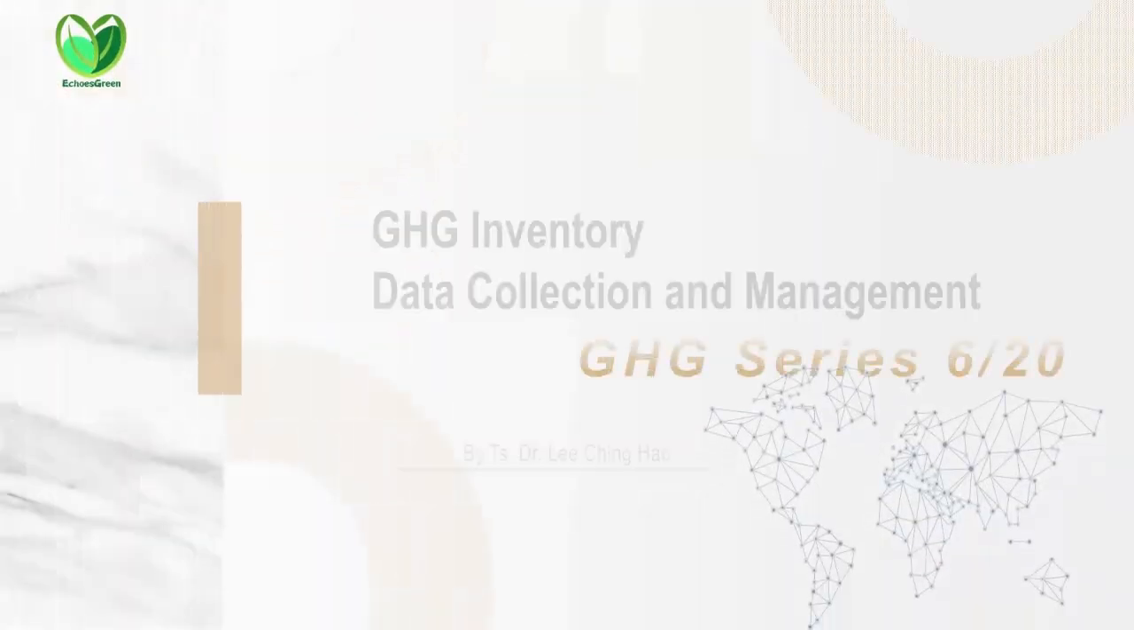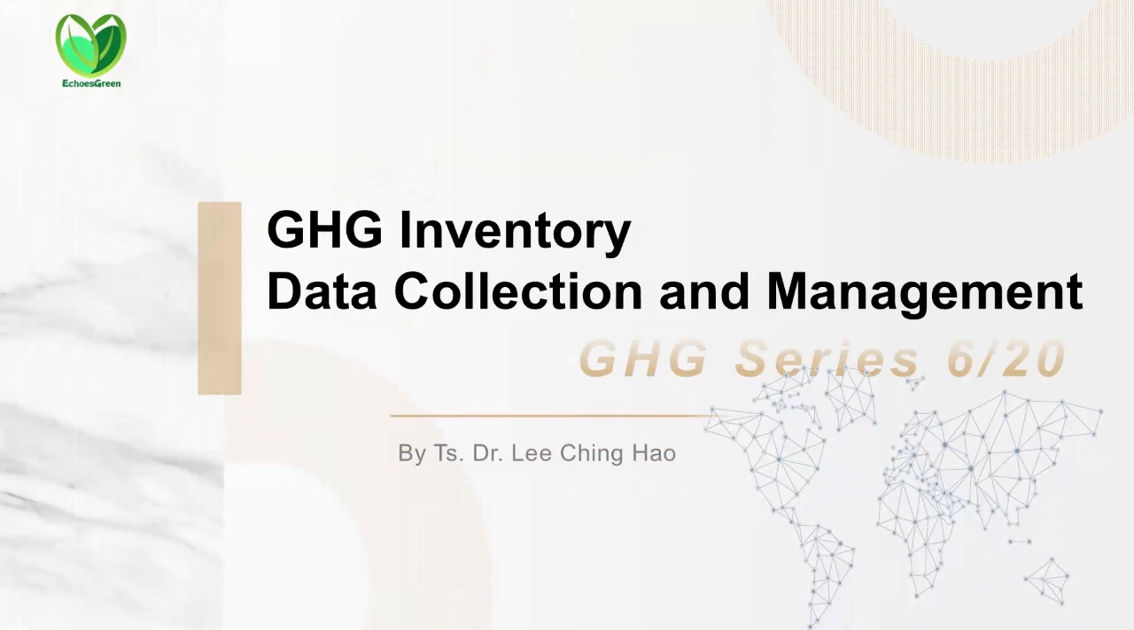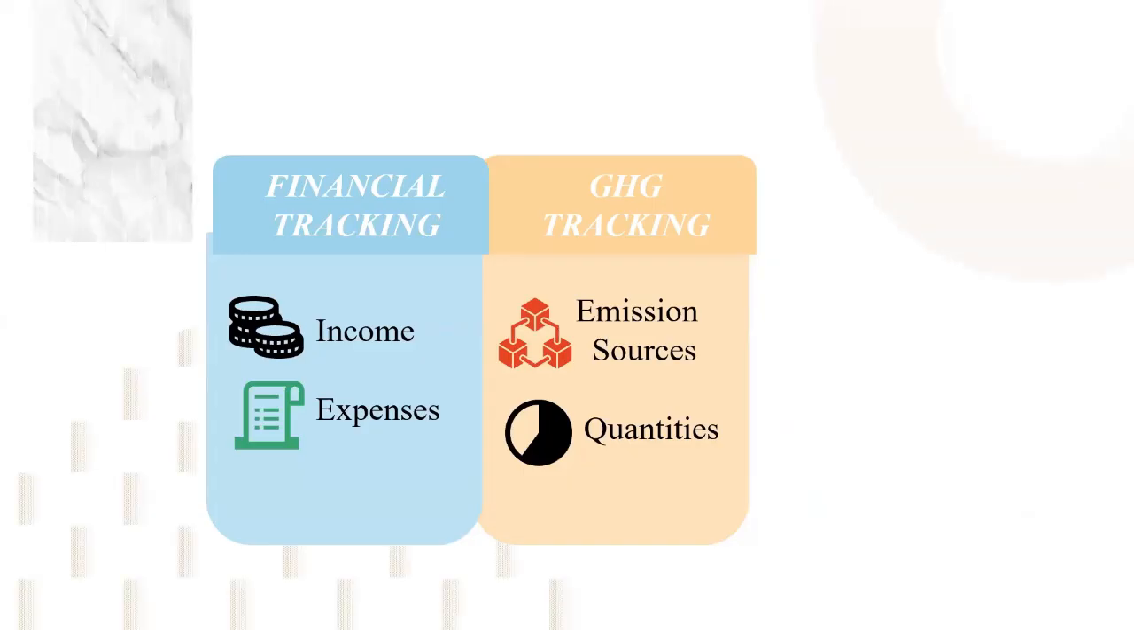Good day, everyone. Now that we understand carbon offsetting and the importance of reducing emissions, it's time to look at something more technical but absolutely essential, the GHG inventory. You can think of a GHG inventory like a company carbon ledger, just like financial reports track incomes and expenses.